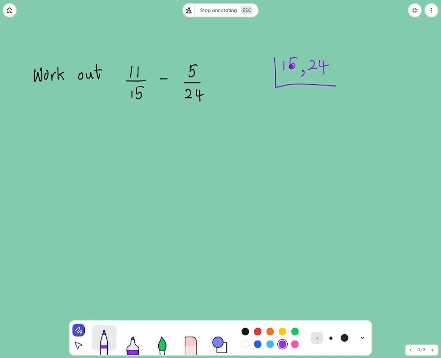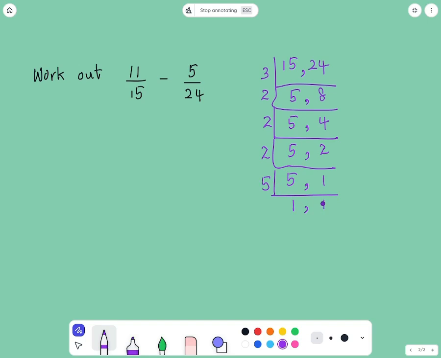15 there, you can divide 15 by 3. 15 divided by 3, that is 5. 24 divided by 3, that is 8. Then I can see here 8, I divide by 2. 5 can't. 8 divided by 2, that is 4. 4 is there. Divide by 2. 5 can't. 4 divided by 2, that is 2. Again 2 is there, divided by 2, 5 can't. Then 2 divided by 2, that is 1. Then you can see 5 is there, divided by 5, 1 and 1.